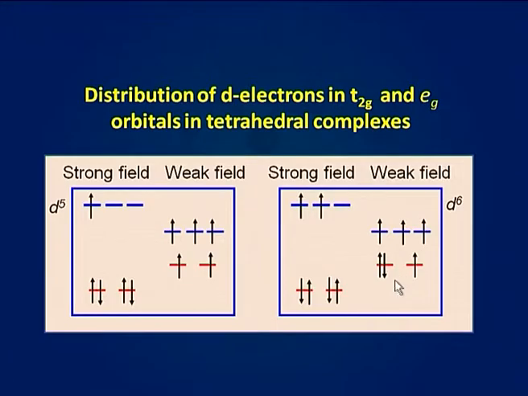For D5 system, the electronic configuration in strong field is Eg4 T2G1 with 1 unpaired electron, and the electronic configuration in weak field is Eg2 T2G3 with 5 unpaired electrons. For D6 system, the electronic configuration in strong field is Eg4 T2G2 with 2 unpaired electrons, and the electronic configuration in weak field is Eg3 T2G3 with 4 unpaired electrons.